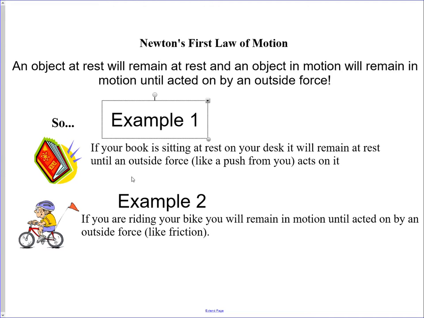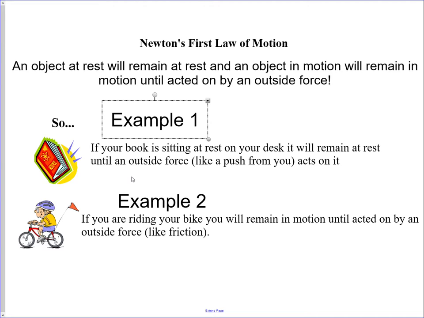Okay, a book is sitting at rest on your desk, and it will remain at rest until an outside force or an unbalanced force acts on it. Okay, so what Newton's first law is really saying is that book is not moving and it wants to continue to not move. But something else has to come in and act on it in order for it to move, right? The book just can't move by itself. So there has to be an outside force or an unbalanced force that acts on it. So a push or pull, whatever you want to do for that book, that's the first part of Newton's first law of motion, right?